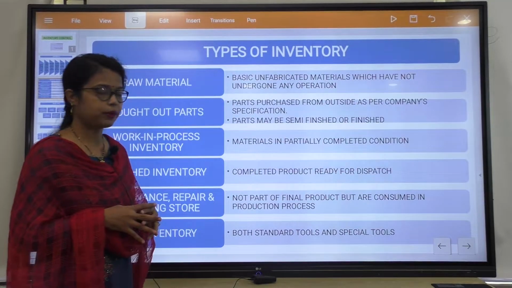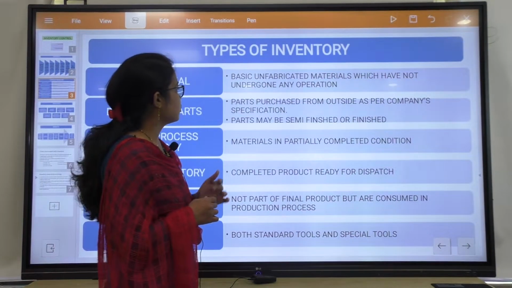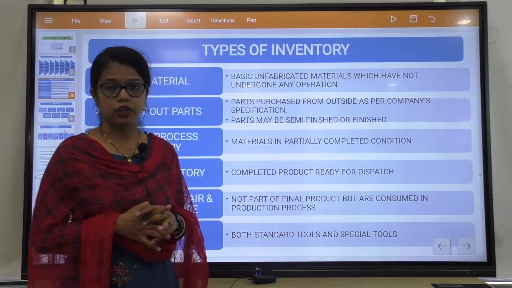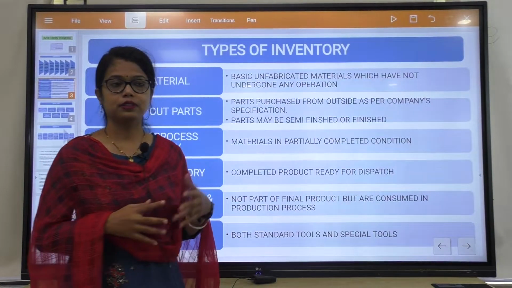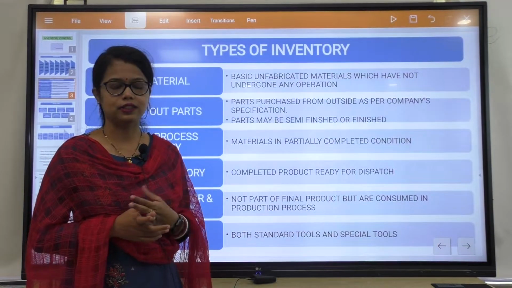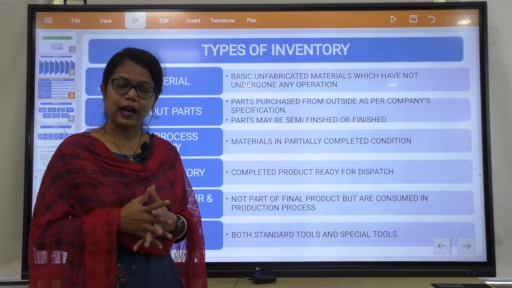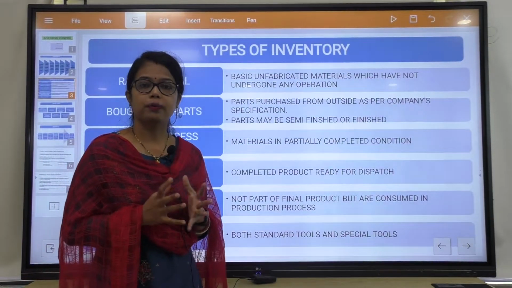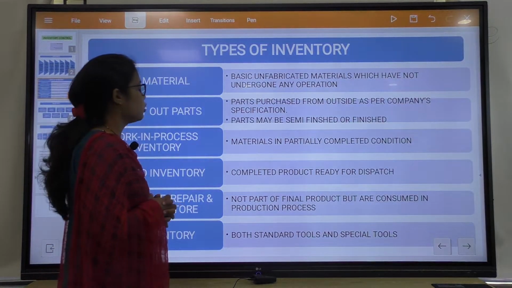So coming to the classification of inventory, there are different types of inventory. I will tell you one by one. So first is raw material. I told you about raw material, that is the basic own fabricated materials which have not undergone any operation. I think you are clear about this term raw material. That means we bring that material from the resource areas, and we need to carry out some operations onto it to make the final product. So that material is called raw material. Okay.